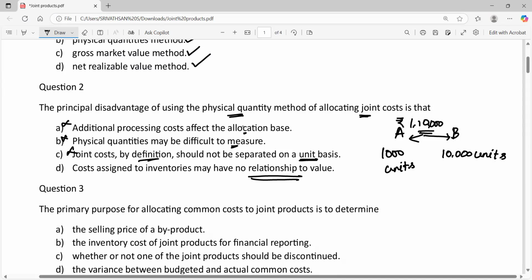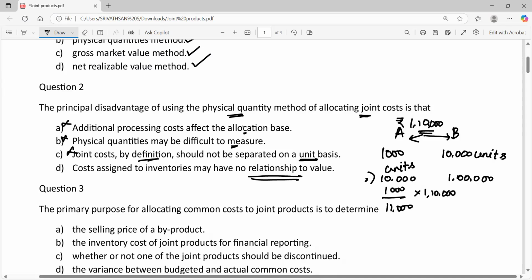If we are allocating the cost on the basis of number of units produced, how many rupees will be allocated to A and how many rupees will be allocated to B? So totally the company produced how many units? 1,000 units of A and 10,000 units of B. So totally they have produced 11,000 units. Out of these 11,000 units, 1,000 units is product A into 1 lakh 10,000. So how much do we allocate? 1,000 by 11,000 into 1 lakh 10,000. We get 10,000 rupees allocated for product A and remaining 1 lakh rupees will be allocated for product B.